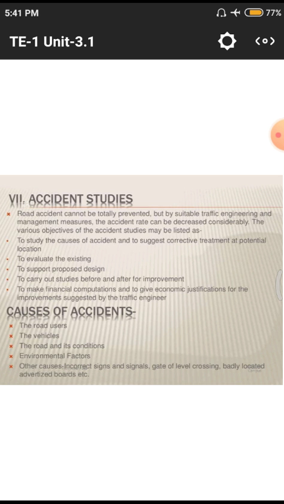That means normally animals move in a particular area for drinking and eating purposes, so they move there at a particular time period, and in that time period we won't allow any kind of vehicles onto the road. That also decreases the accidents.